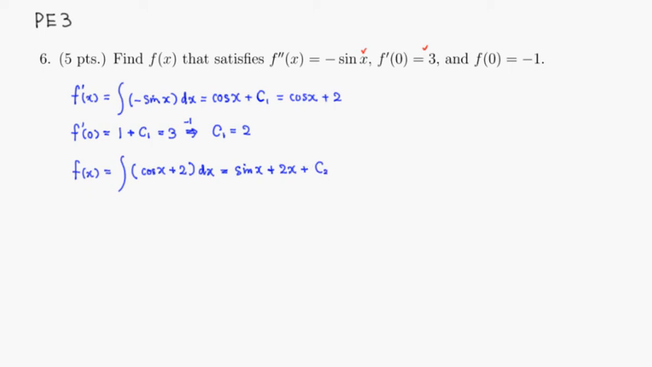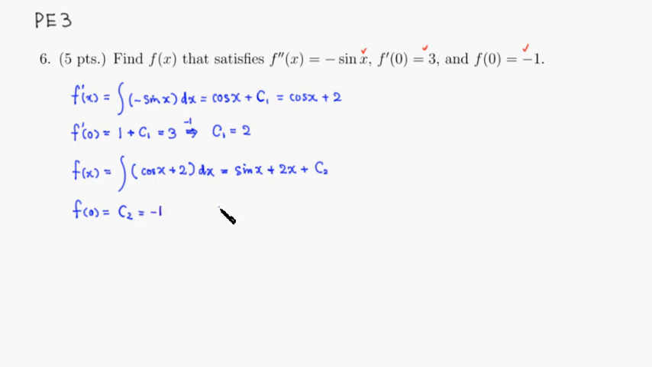Now we can use the last condition. So f of 0 is supposed to be negative 1. So we plug in 0 for x, so f of 0 is equal to sine of 0, which is 0, 2 times 0 is 0, so you just get C2, which is supposed to be equal to negative 1.